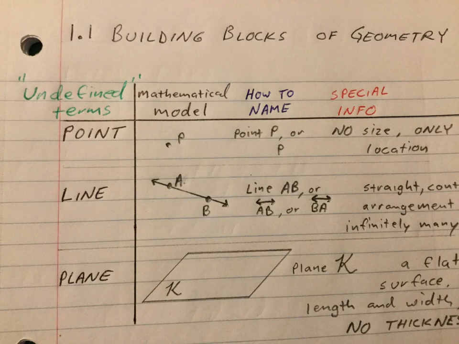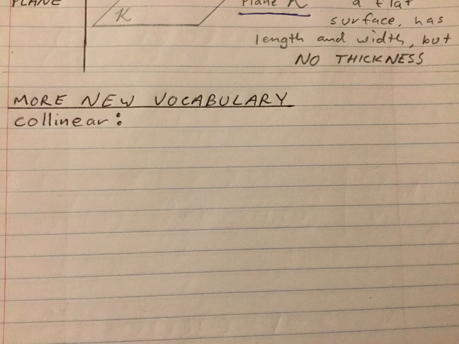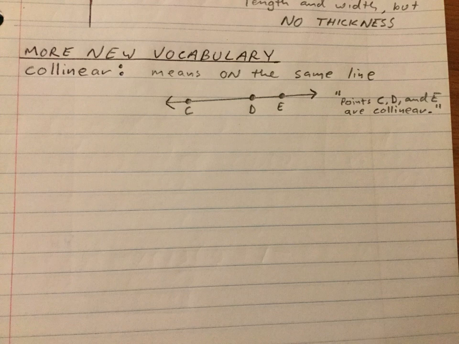So these are the building blocks of geometry. There are so-called undefined terms. Because they're undefined, we have no suitable definition for them. But we use them to build new vocabulary. The word collinear means on the same line. The example we have, points C, D, and E are collinear. They are on the same line. I think of collinear similar to co-pilot or co-worker, co-host, co-owner. Right?